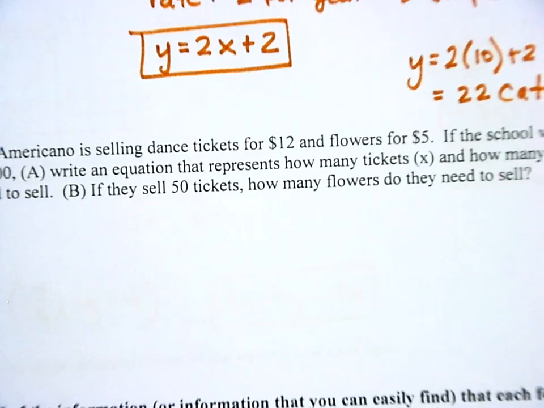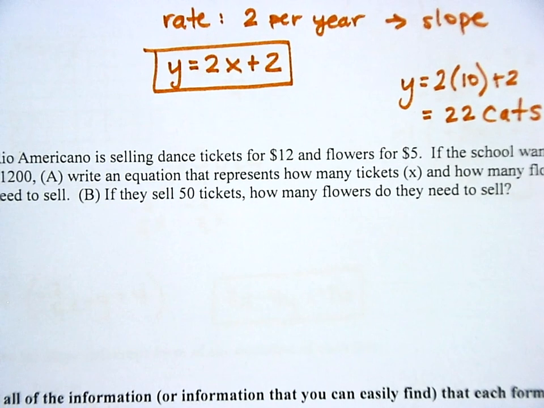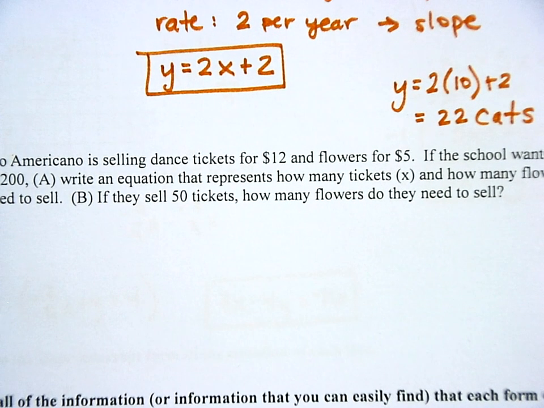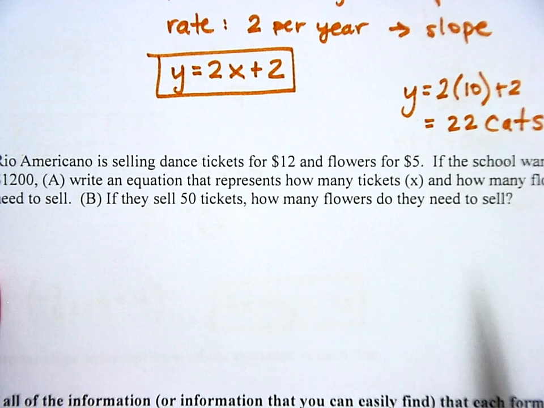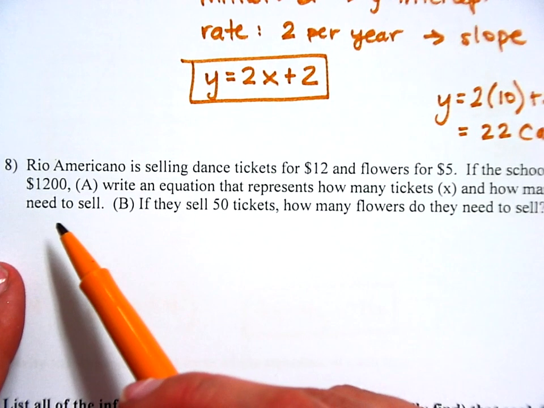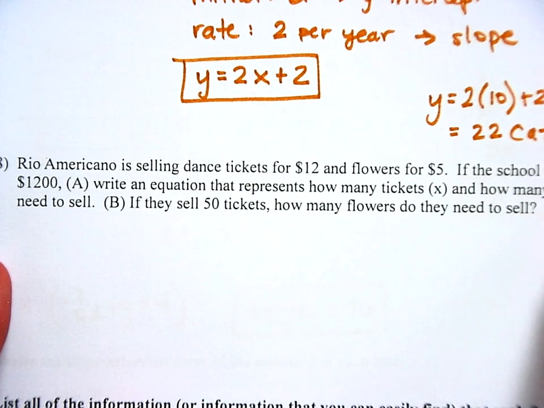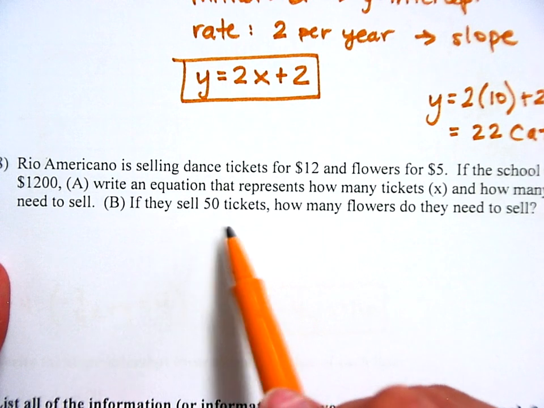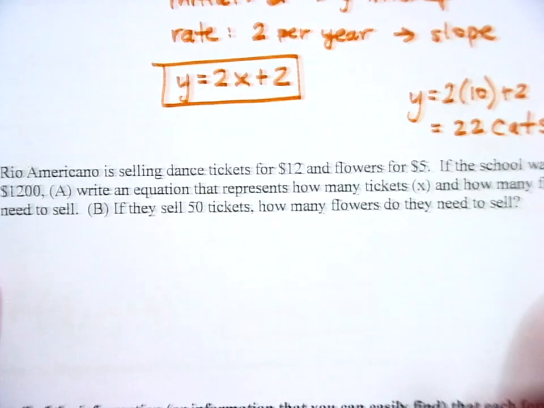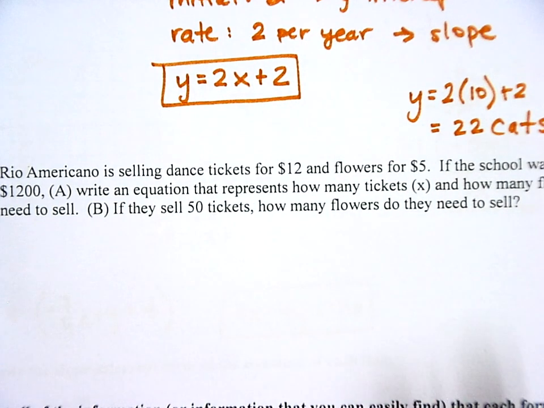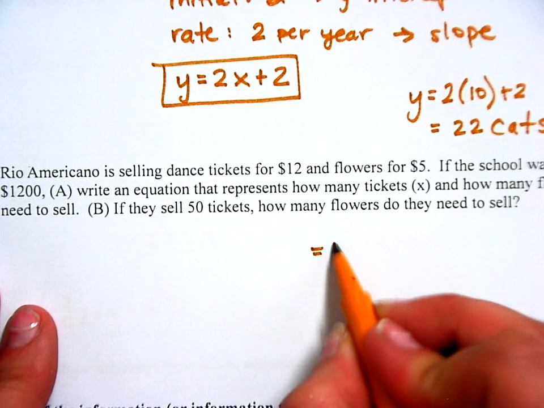All right, let's read the next problem. Rio Americano is selling dance tickets for $12 and flowers for $5. If the school wants to make $1,200, it's a lot of money. Write an equation that represents how many tickets and how many flowers they need to sell. And if they sell 50, how many flowers do they need to sell? So kind of 2 things here. Let's write our equation first. Now you'll notice we're trying to make a certain amount of money, so I want to reach $1,200.